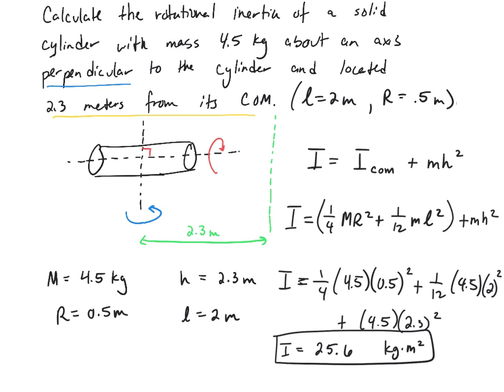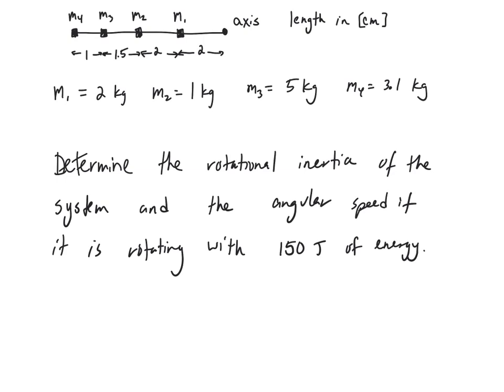Okay, I'm going to go on to the second one, so let's go to the next problem now. Okay, so we've got, let's see, determine the rotational inertia of the system and the angular speed if it is rotating with 150 joules of energy. Lengths are given in centimeters, by the way. I kind of just jotted that at the top there so you can see that. So we're given an object that's rotating about an axis. That axis, do you see the axis there?